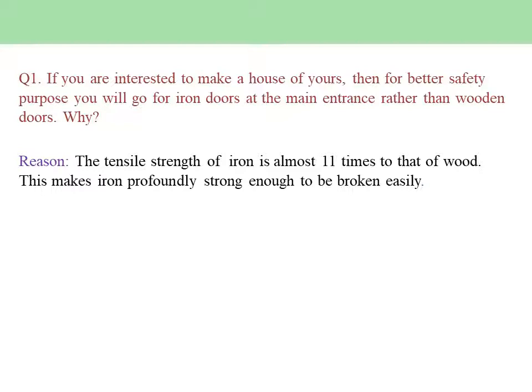So it's mentioned over here, the tensile strength of iron is 11 times that of wood. And this makes iron profoundly strong enough to be broken easily. There is one word missing over here. Can you identify what word? Yes, the word is "not". There is a small mistake over here. This makes iron profoundly strong enough not to be broken easily. I repeat, this makes iron profoundly strong enough not to be broken easily.